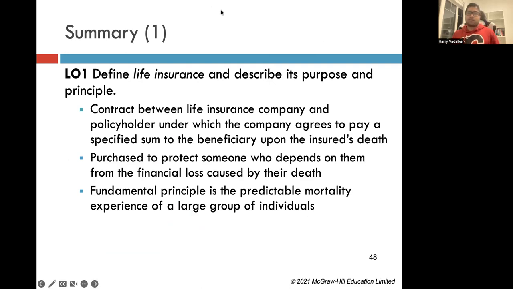Okay, that completes the insurance topic. So we'll take a 20-minute break. Once we are back, we'll start with fundamentals of investing. We're going to do 2 chapters today. So insurance is over. We'll take a break. When we are back, we'll do fundamentals of investing.